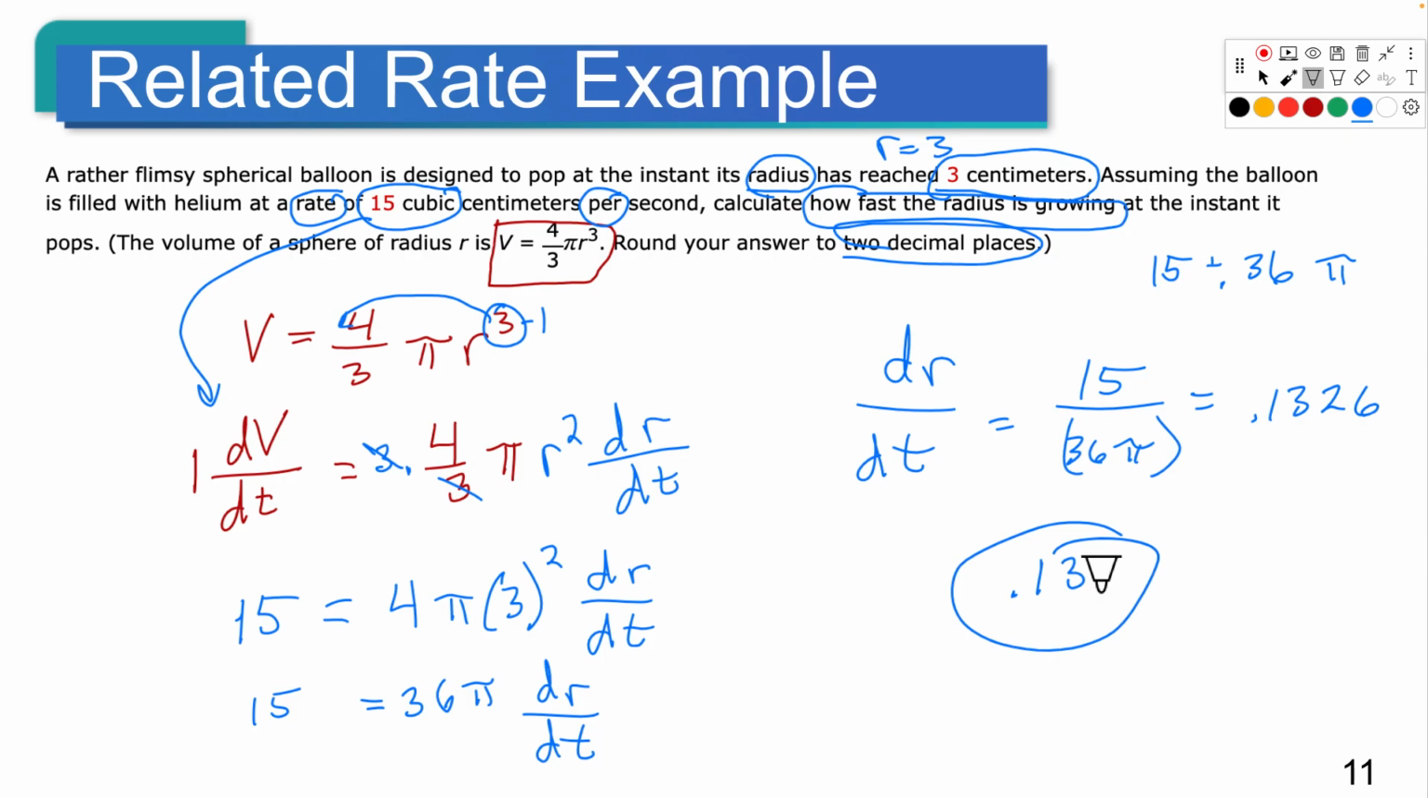And again, if you put 0.1326, it's more accurate. If it's a fill in the blank or open answer, that's going to be fine. But if it's multiple choice, you'll probably see the 0.13. And you could put units on it because it is the radius changing over time. So that's going to be centimeters per second, right, because it's over time. But that's all good. Okay, so that's the application part of the implicit derivative.